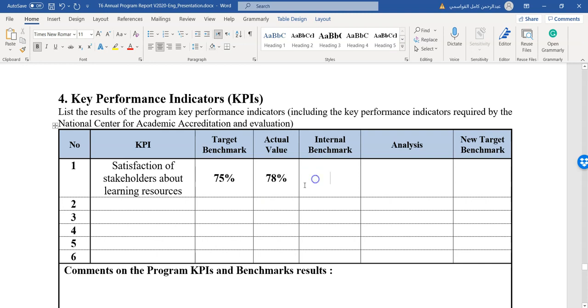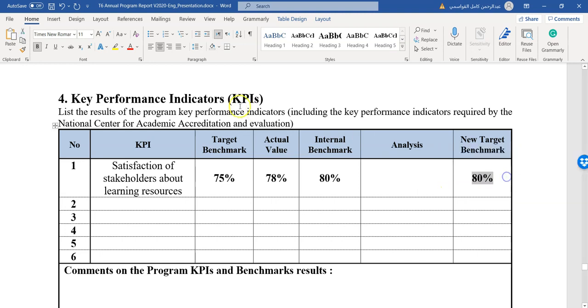The internal benchmark, for example, from another program in the university. For electrical engineering, maybe we have one from the applied medical college. The program is about biomedical instrumentation or equipment. The benchmark is 80. We have to reach the analysis. Our actual value is above the target, which is good. The new target, for example, is 80.